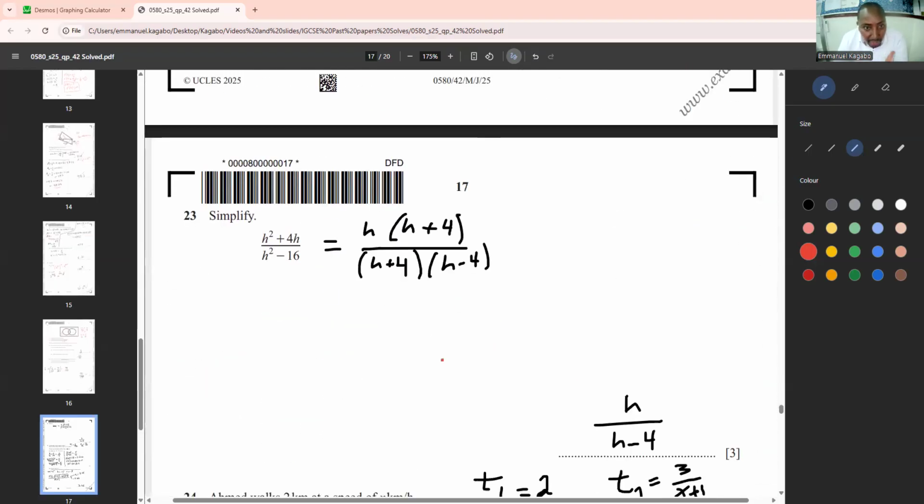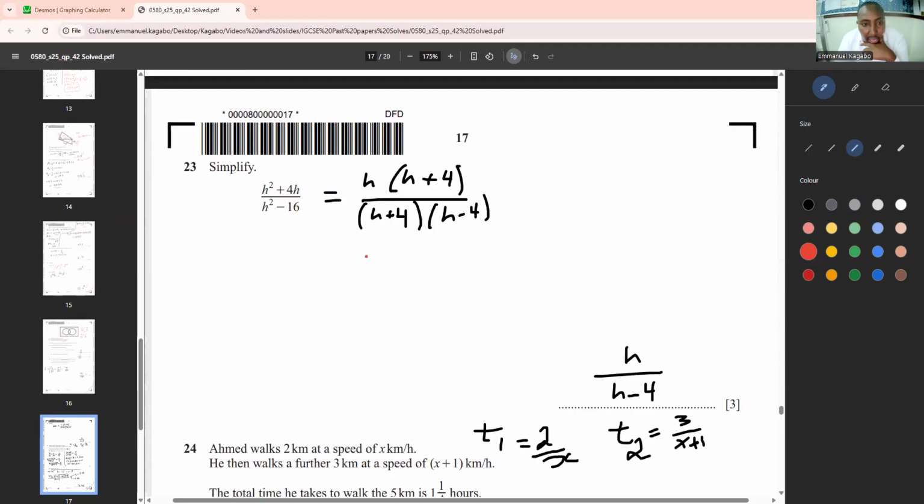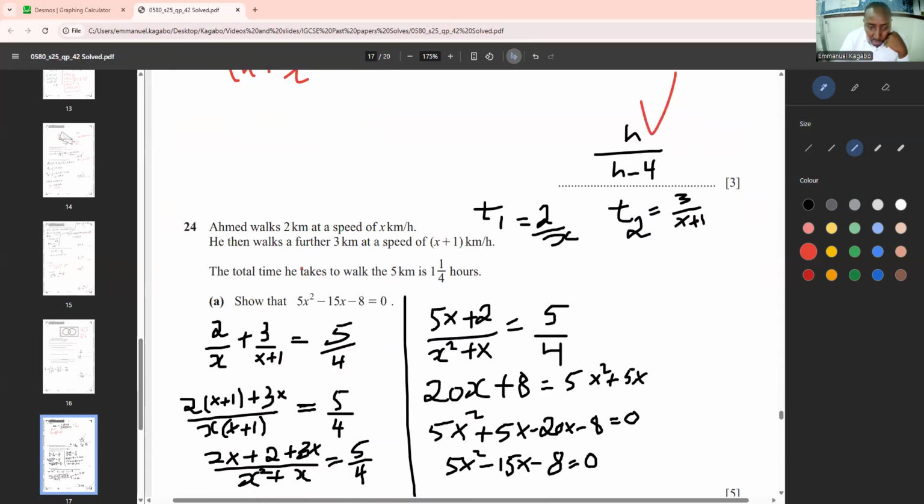I have another very good video on factorization, which is very important. I would advise you to go and watch that video, okay? Now, what's the common factor here? H. Here, difference of 2 squares. So it's h squared minus 4 squared, which will be h plus 4 bracket h minus 4, okay? When you reach here, this and this are the same. So that will give me h over h minus 4, okay? And that's the answer.